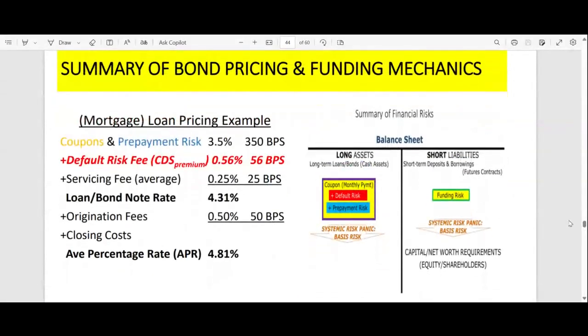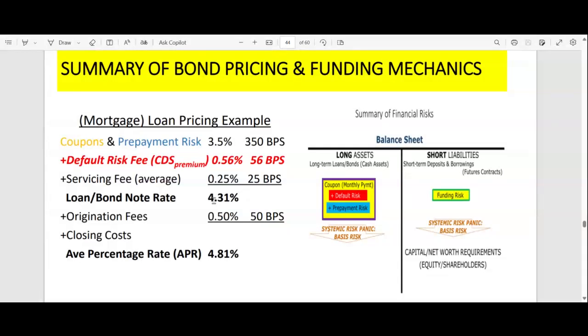We said that, how do you price a loan? We started with the risk-free rate, which would be that treasury yield curve. We go up and add for the risk of default. We add for the prepayment risk. We add servicing fees. We add origination fees. And then we get the annual percentage rate.